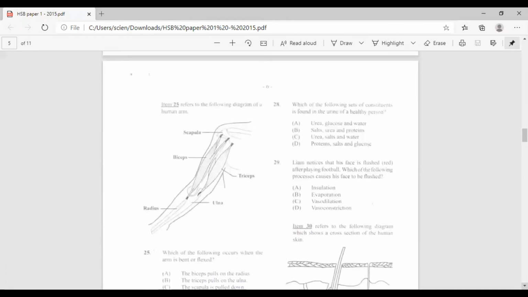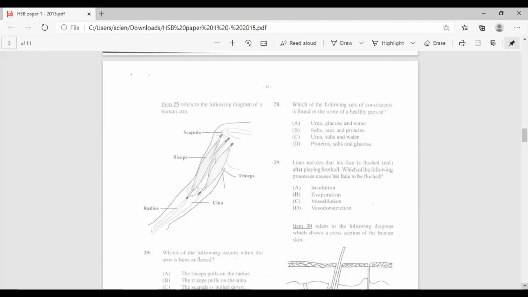So 28. Which of the following sets of constituents is found in the urine of a healthy person? So we have A, urea, glucose, and water. B, salt, urea, and protein. C, urea, salt, and water. D, protein, salt, and glucose. So the answer is C, urea, salt, and water.